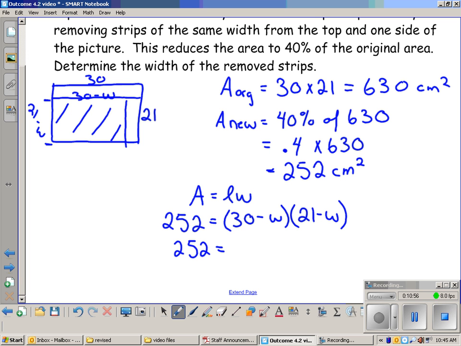Now I need to expand those two binomials. So I need to multiply 30 times 21, and we get 630. Negative w times 21, so minus 21w. I need to do 30 times negative w, so negative 30w. And lastly, negative w times negative w, or plus w squared.